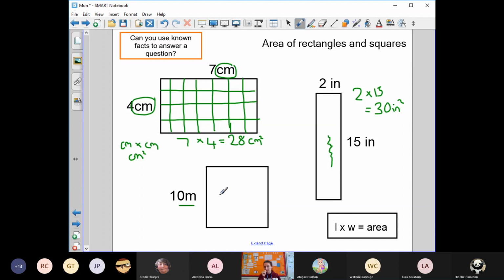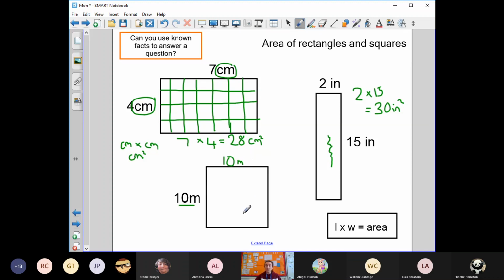Now this one, I've only been given one measurement. Why do you think that might be? Looking at this shape, why do you think I've only been given one of the sides? Good, well done, Abina. It's a square. So if it's a square, then all the sides are the same length. So I know that then the length and the width will both be 10 meters. So what would my area be?